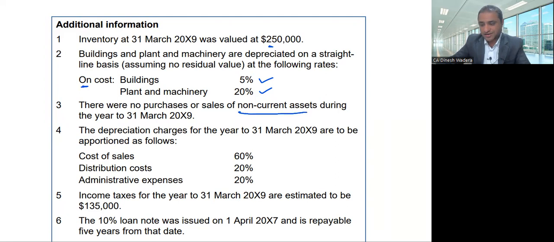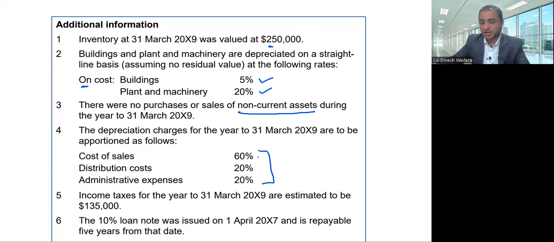Non-current asset means what? Simply the fixed asset. It means whatever the opening balance at cost, the cost price and the opening balance were given, there is no sale or purchase of any of the non-current asset. The depreciation charge for the year are to be apportioned as follows: 60, 20, 80, and 20, 100.